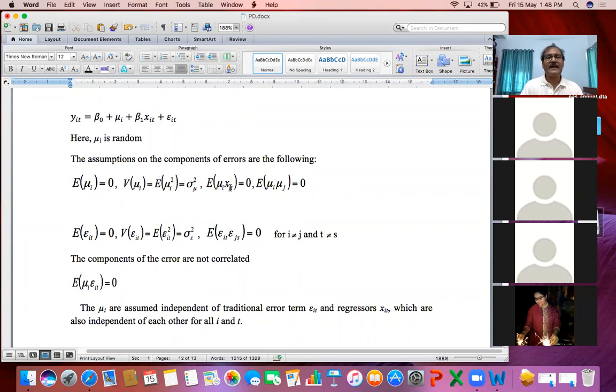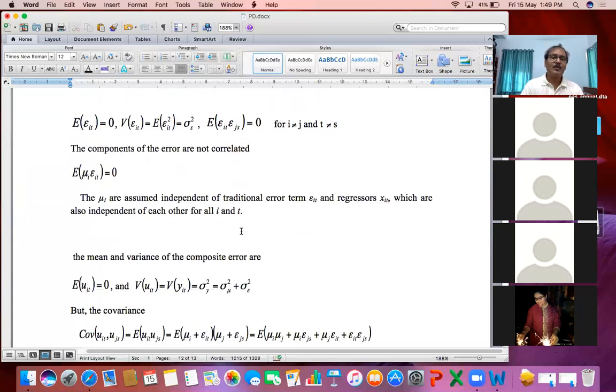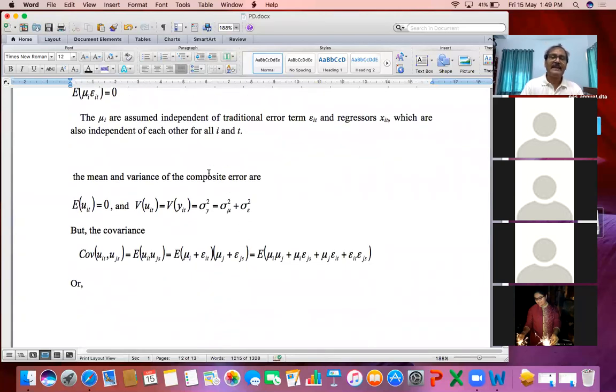The covariance of μ_i and x, the regressors we are using in the model, is zero. So x and μ are not correlated. The covariance of μ_i, μ_j is 0. That is, the μ are also not correlated. So these are the assumptions on the distribution of μ_i. Similarly, the assumptions on the distribution of epsilon are similar to those normally used for the disturbance in a linear regression model: the zero mean assumption, constant variance assumption, zero correlation assumption. So under those assumptions, we can look at the behavior of the error we have in the model.